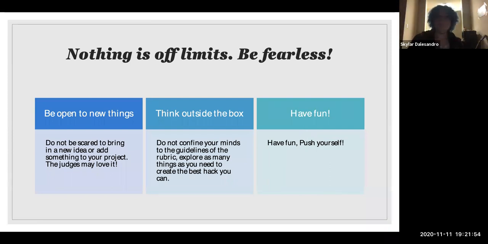Nothing is off limits. Be fearless. Be open to new things. Do not be scared to bring a new idea to the table or to add something to your project. The judges may love it. I'm going to give a personal example. There's a member of my team that was dead set on using this technology called, was it Fletcher? No, it wasn't Fletcher.